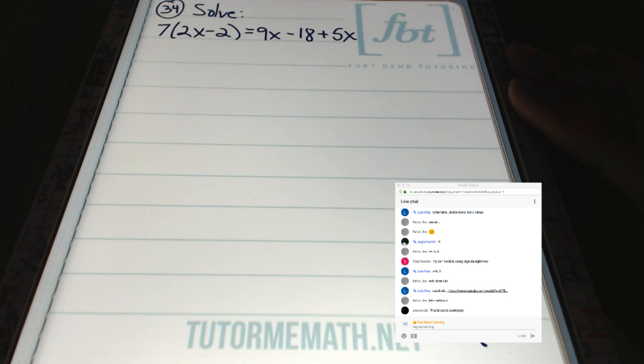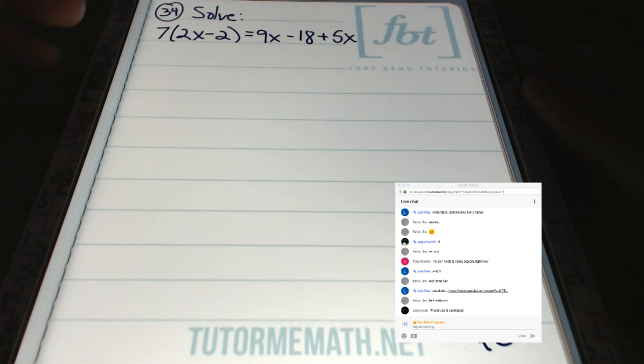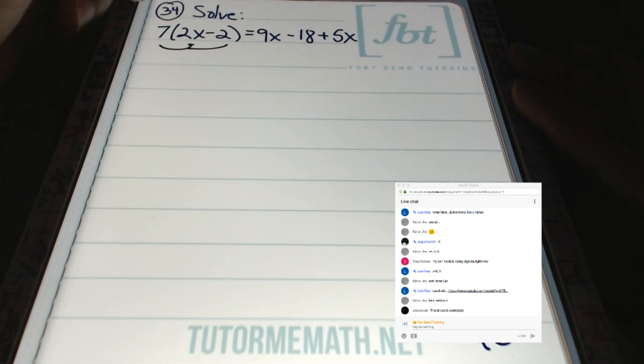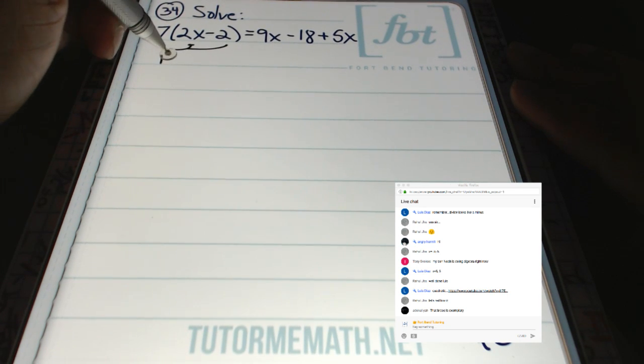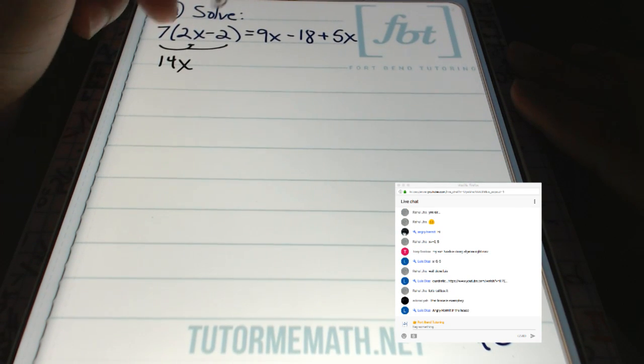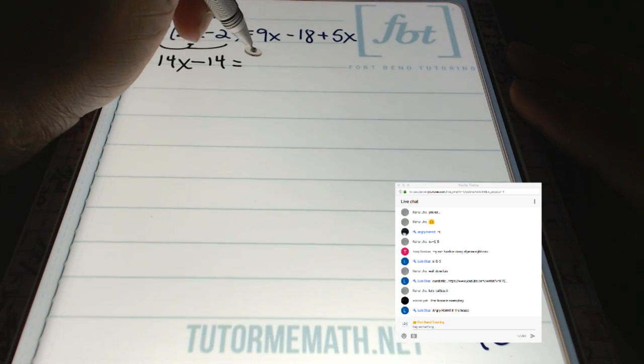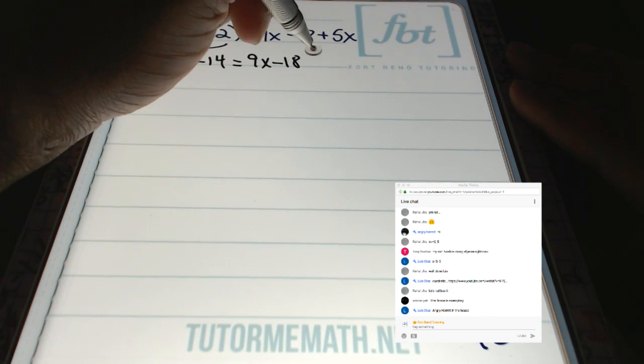And so here we have problem number 34. We have 7 times the quantity of 2x minus 2 equals 9x minus 18 plus 5x. I will be using the distributive property. So we're going to start with 7 times 2x. That gives me 14x. I have 7 times negative 2. That's negative 14. I'll be bringing down the right side of our equation here, guys.